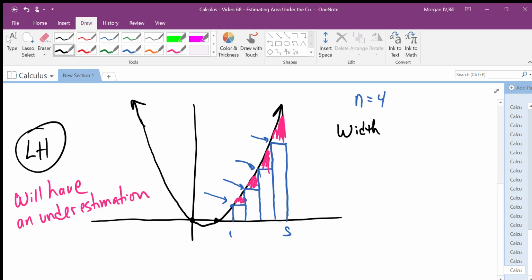You don't have to do this, but it makes life so much easier if you'll make all the rectangles the same width. And so for the width of rectangles, to make our life easier, we'll call that delta x. And the way we find delta x, well, actually, what would delta x be in this case? What would each delta x be?